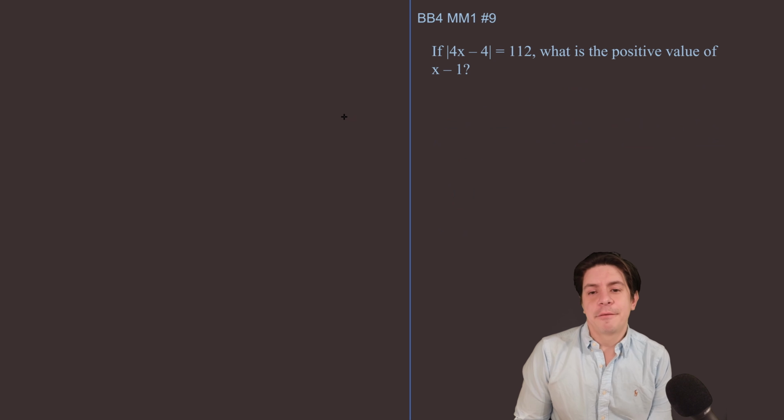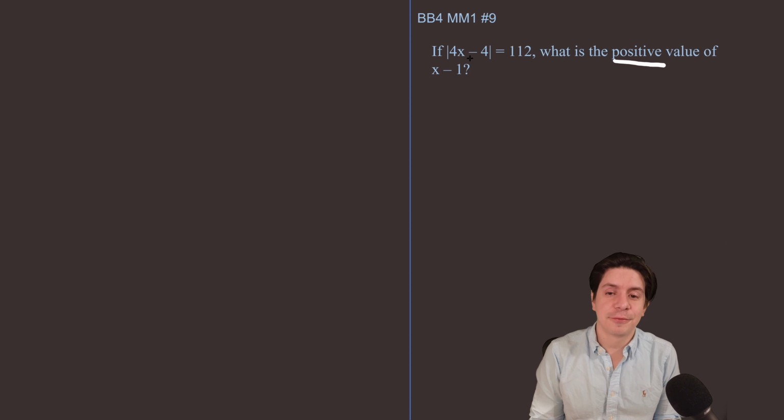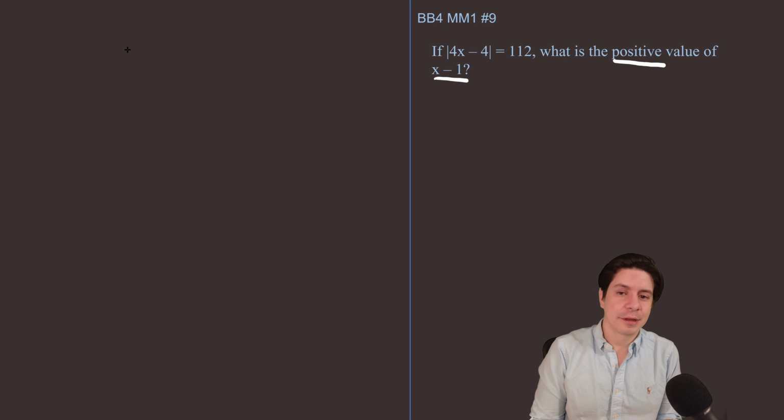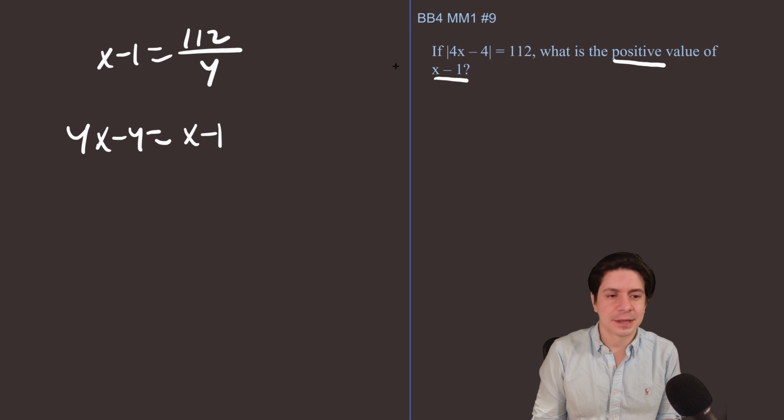If 4x minus 4 equals 112, what is the positive value of x minus 1? Okay, so the positive value, there's 2 ways to do it. I'm going to do it one way. I'm not going to actually solve for x. I'm going to solve for x minus 1 by dividing everything by 4. So I'm going to get x minus 1 equals 112 over 4, because 4x minus 4 equals 4 times (x minus 1). Okay, that's the key there. That's why they're asking for x minus 1. It's a specific value. 112 divided by 4 equals 28.